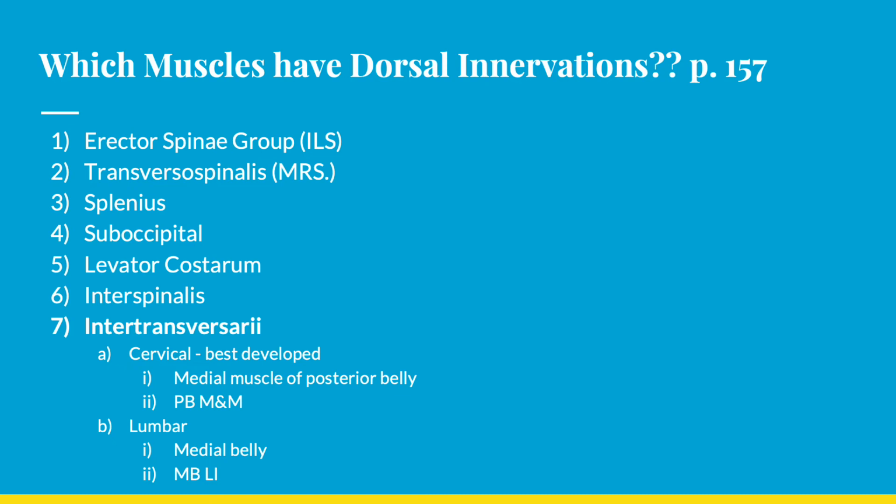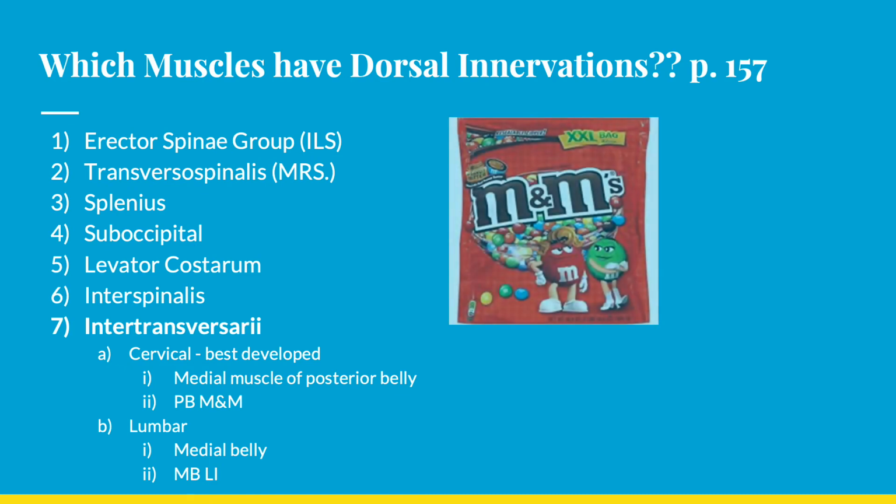The intertransversarii specifically: the medial muscle of the posterior belly of the cervical intertransversarii has a dorsal innervation. To remember that, we remember peanut butter M&Ms because they're delicious. PB M&M: posterior belly of the medial muscle, and that's the cervical intertransversarii. And your cervical spine is close to your mouth, which is where those go.